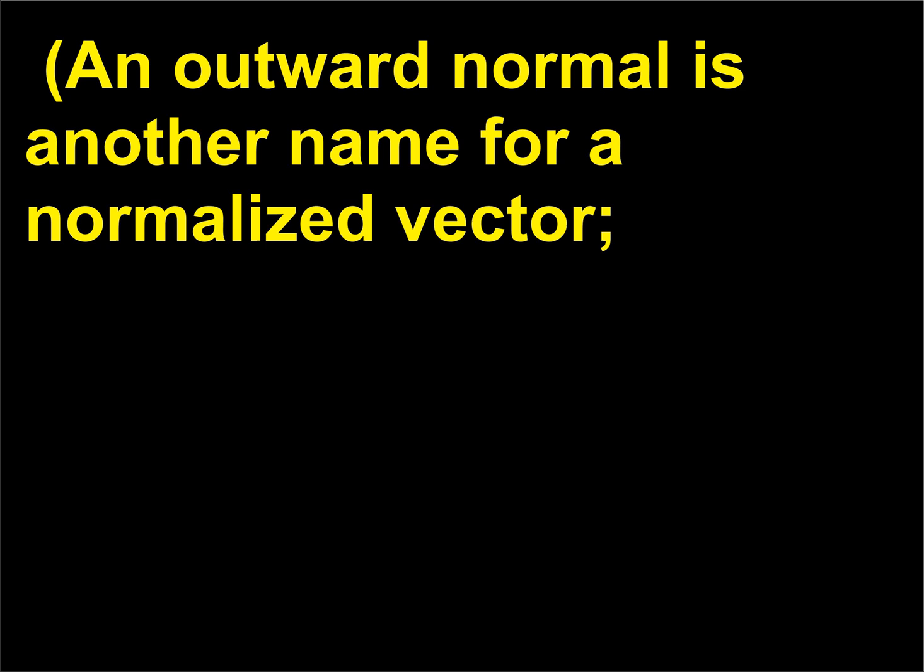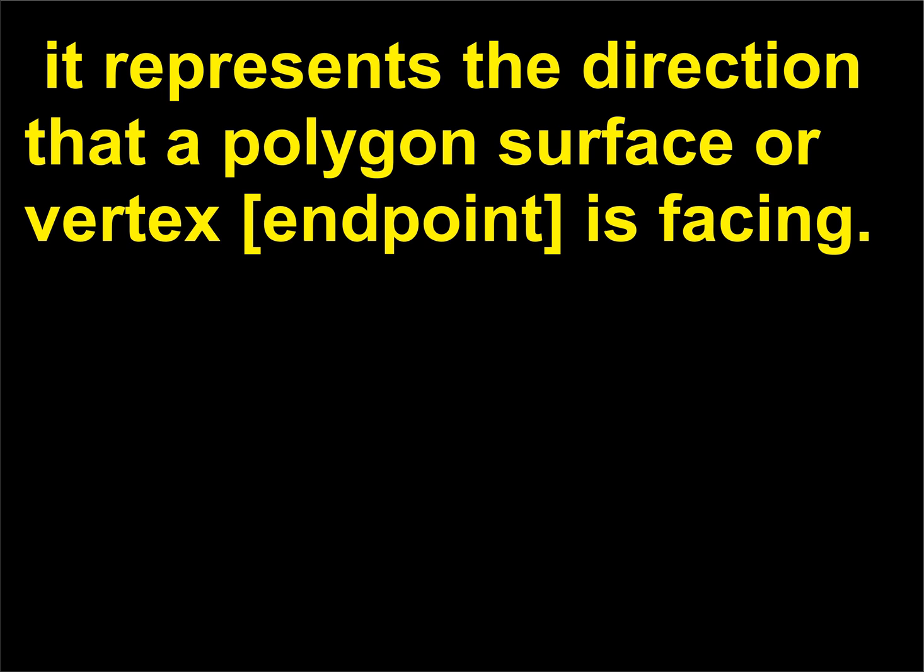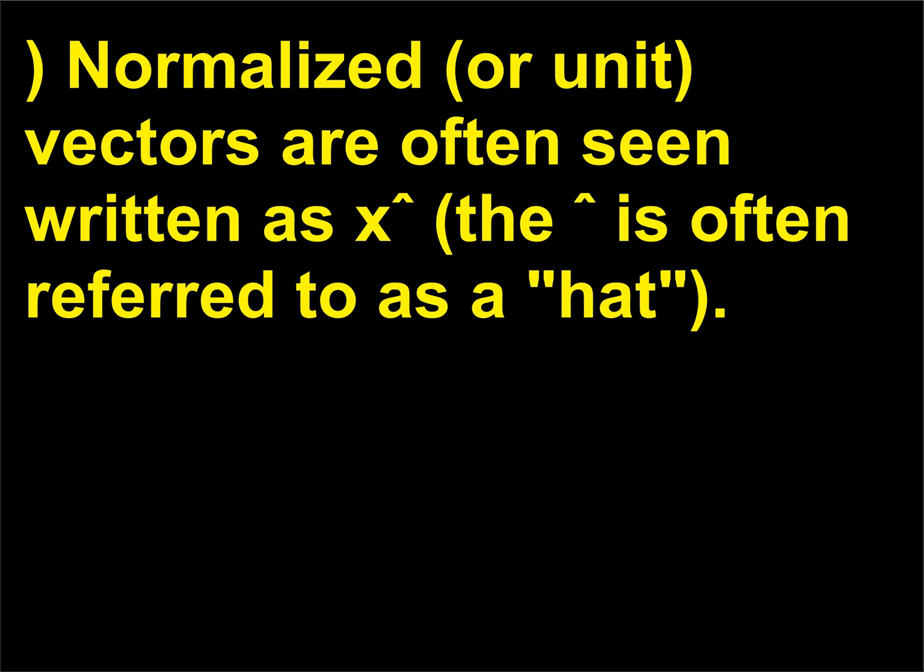An outward normal is another name for a normalized vector. It represents the direction that a polygon surface or vertex endpoint is facing. Normalized, or unit, vectors are often written as x, which is often referred to as x hat.